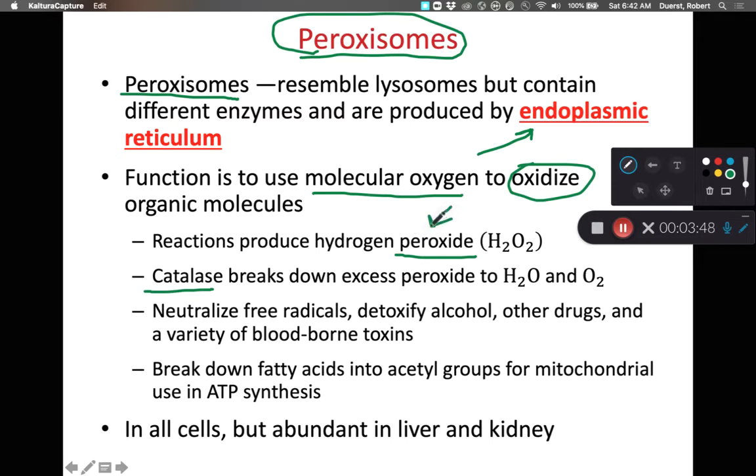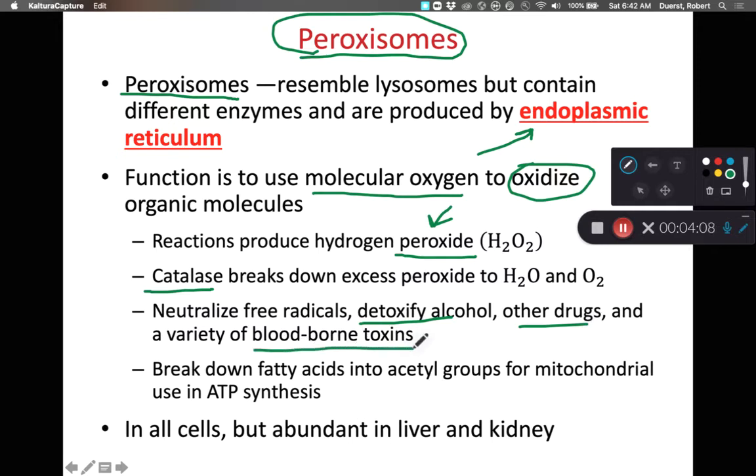So as we're looking at the peroxide, it is a free radical that's present. It's just a natural byproduct of making ATP. And it's bad for us. We don't want hydrogen peroxide floating around our cell. So the catalase within the peroxisome will neutralize the hydrogen peroxide, or the free radicals that we have floating around in our cells. Peroxisomes also help us with detoxifying alcohol and other drugs and oxidizing toxins.